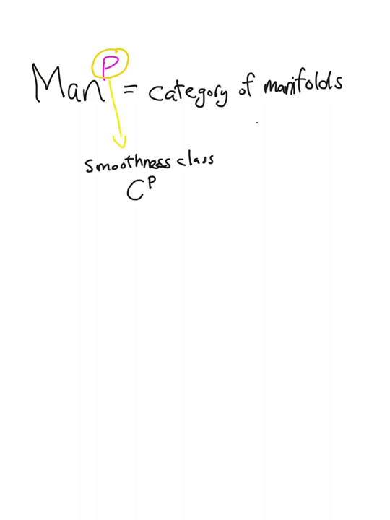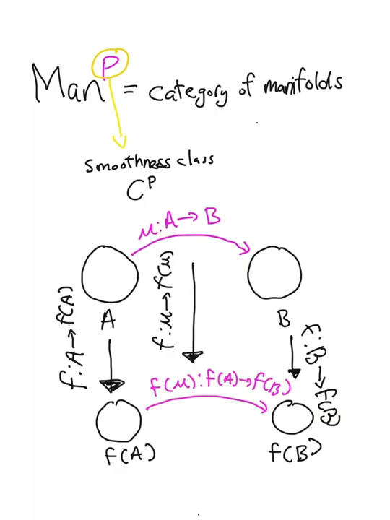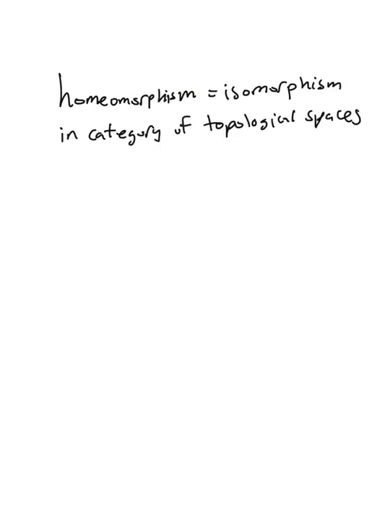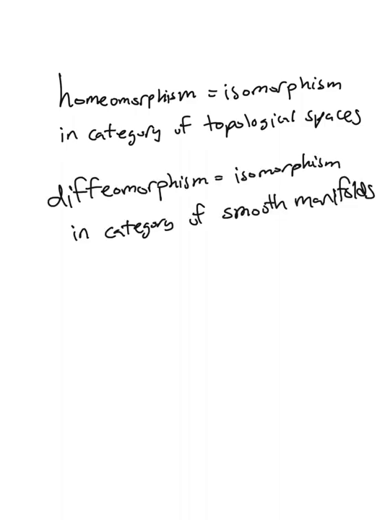We can now consider the category of manifolds called Man P. The P refers to the smoothness class C^P, which tells us how many times the homeomorphism can be differentiated. We can consider the functors that map morphisms from the category of manifolds to the morphisms of the category of whatever the functor maps to, and likewise for the objects. We can rethink a homeomorphism as an isomorphism in the category of topological spaces, and we can think of a diffeomorphism as an isomorphism in the category of smooth manifolds.